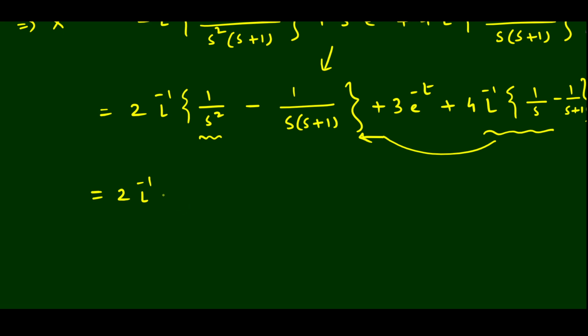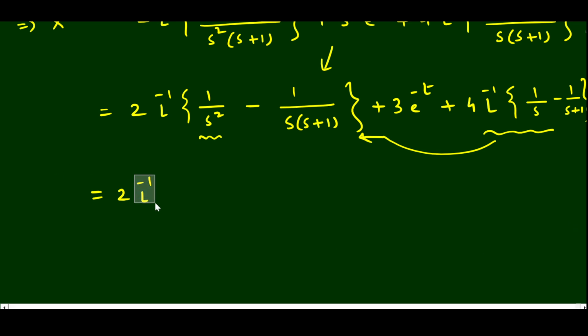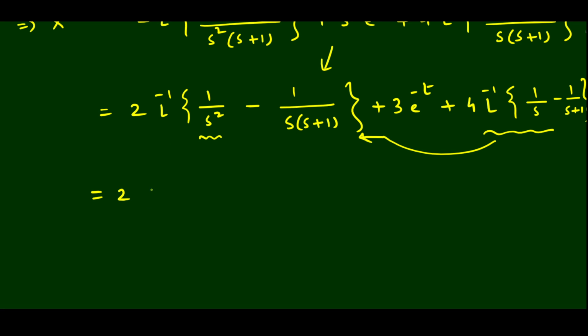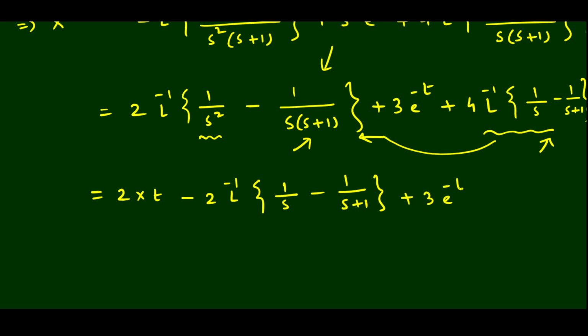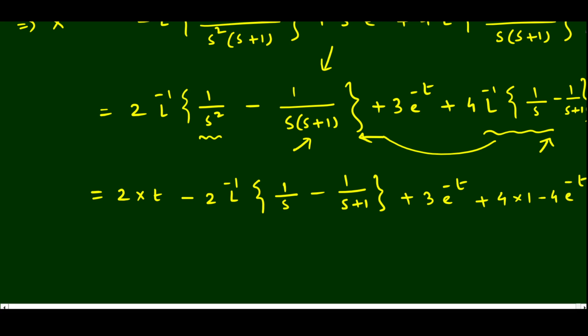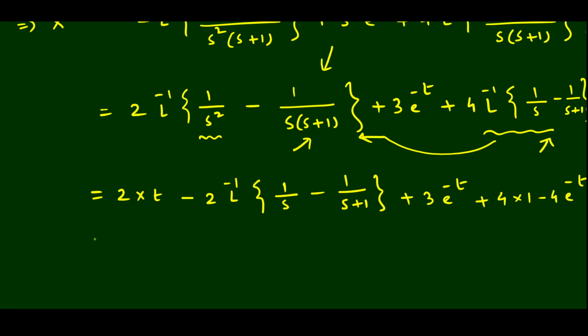So let us put an inverse here. The inverse Laplace transformation of 1 by s square is t. Next is minus 2 into L inverse. In place of this term we can use this separation: 1 by s minus 1 by s plus 1. Then 3 into e to the power minus t. The Laplace transformation of 1 by s is 1. Then 4 into e to the power minus t.